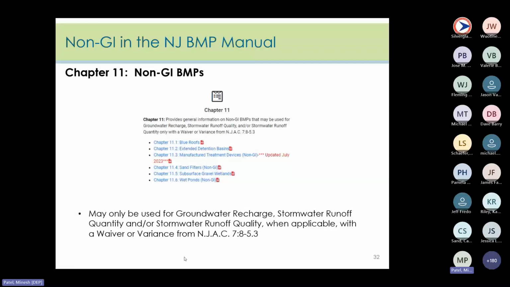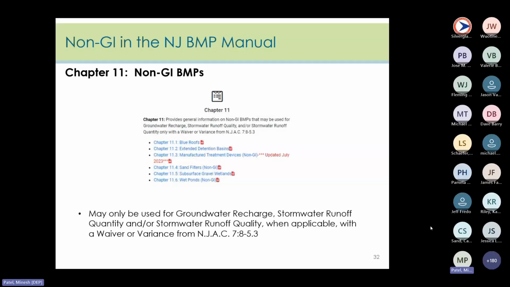BMPs in Chapter 11 are non-green infrastructure, and they're always going to require a waiver or a variance before they can be used. It's not really anticipated that these BMPs will be used much in the future because of what is required in order to grant a waiver or approve a variance. But as for some of the BMPs that are noted on this table, blue roofs don't have a reuse component, and extended detention basins are typically large, and they require additional treatment to meet water quality standards.